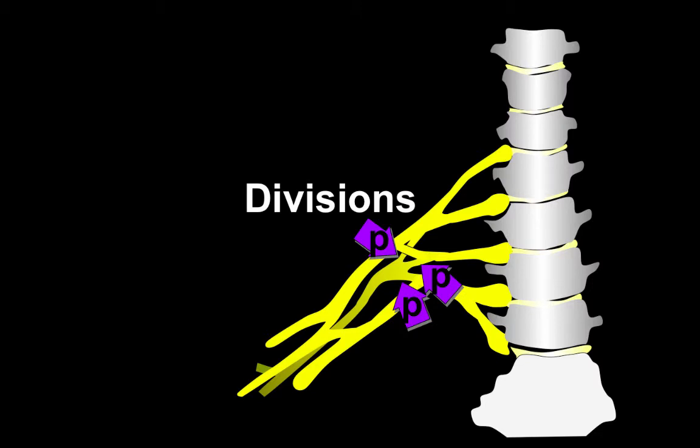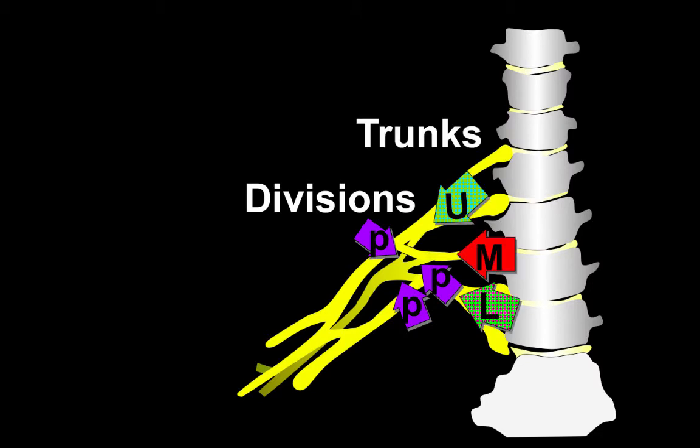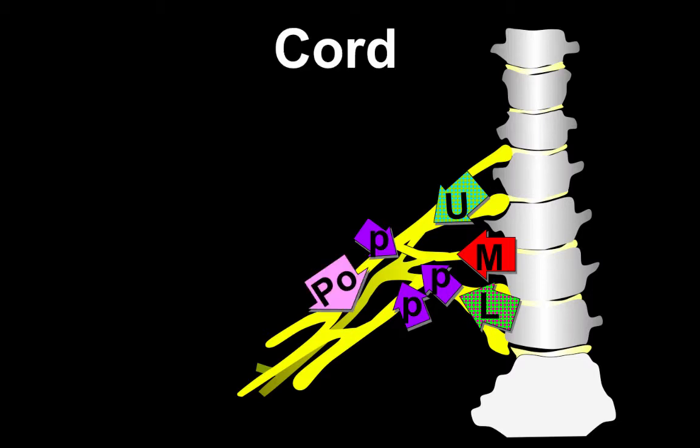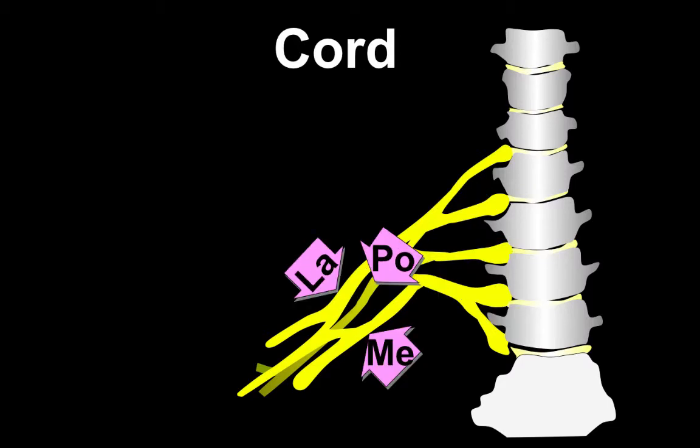The posterior divisions of the upper, middle, and lower trunks join together to form the posterior cord. So, there are 3 cords: the lateral, posterior, and medial cords.